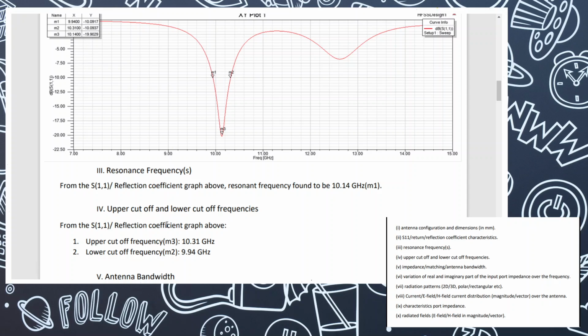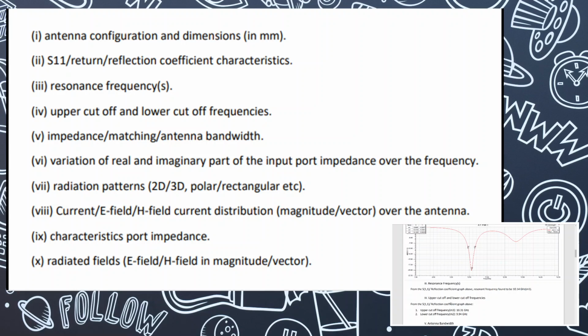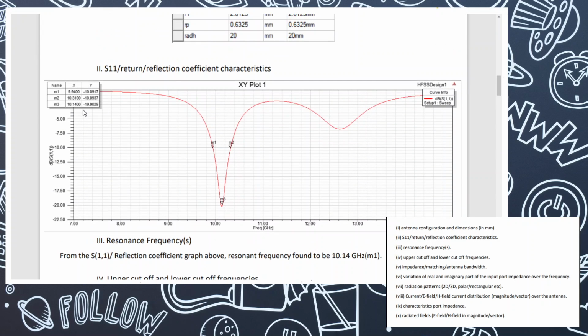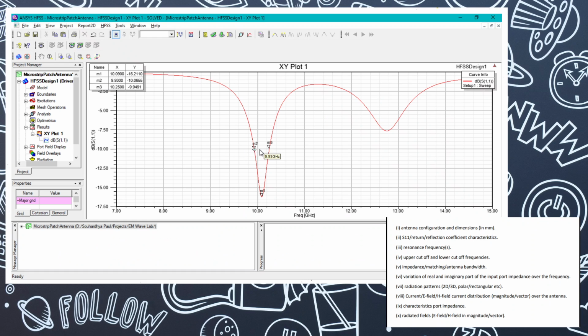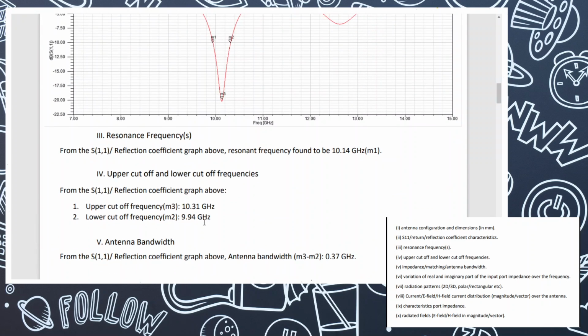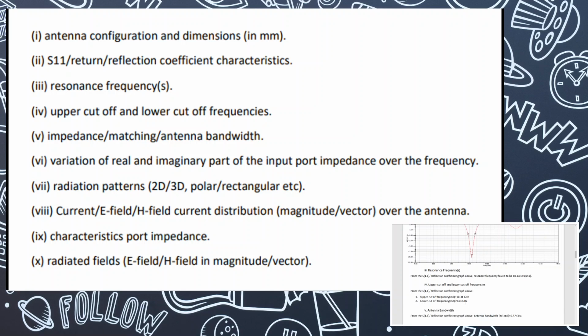After that we will be calculating the upper and lower cutoff frequencies. As you can see from the graph, there are two other markers. M1 represents the lower cutoff frequency and M2 represents the upper cutoff frequency, and you can calculate the values from the marker positions. The same is also present in this graph. You can mark your markers accordingly in your graph. We have found the upper frequency to be 10.31 and the lower frequency to be 9.94, and using those frequencies you can also calculate the bandwidth.